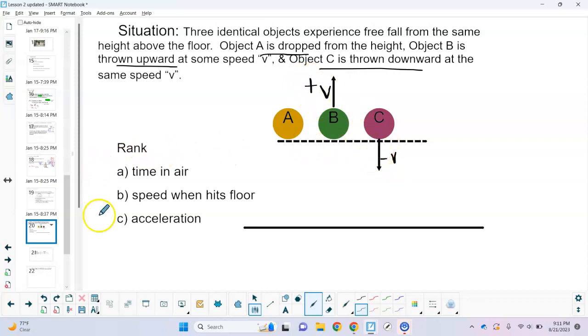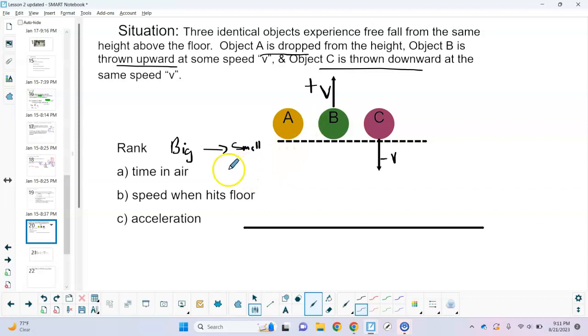So I'm going to have you rank these, and I'm going to pause and let you answer these on the Edpuzzle. So the first one says rank these 3 objects in time order, so the amount of time they spend in the air, and we're always going to rank from big to small. So we're going to start with the one that spends the most time in the air to the one that spends the least time in the air. So here's your time to answer.